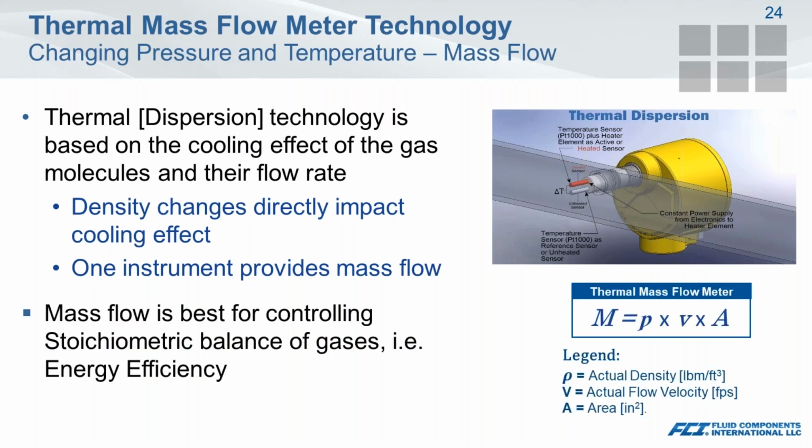As such, the mass flow technology is really the best for controlling those balances, because you can truly balance the oxygen content of your air to that of the heating content of your natural gas. And when you look at the simplified mass flow equation for a thermal meter, we can see that density and velocity play a great role in that mass flow output.